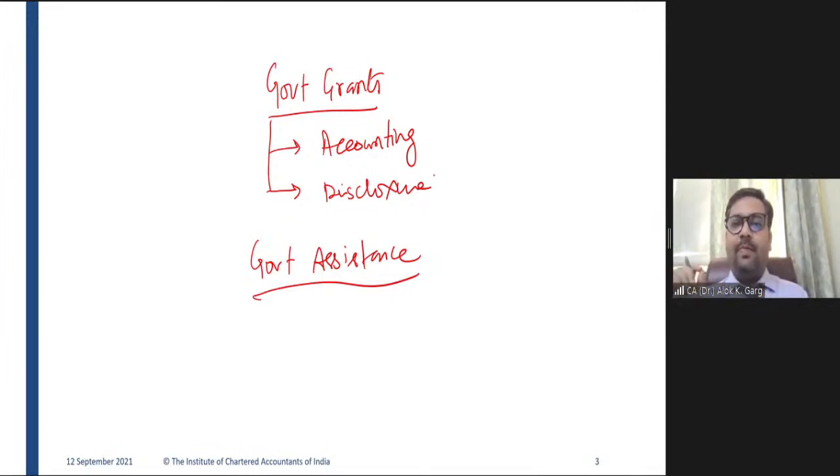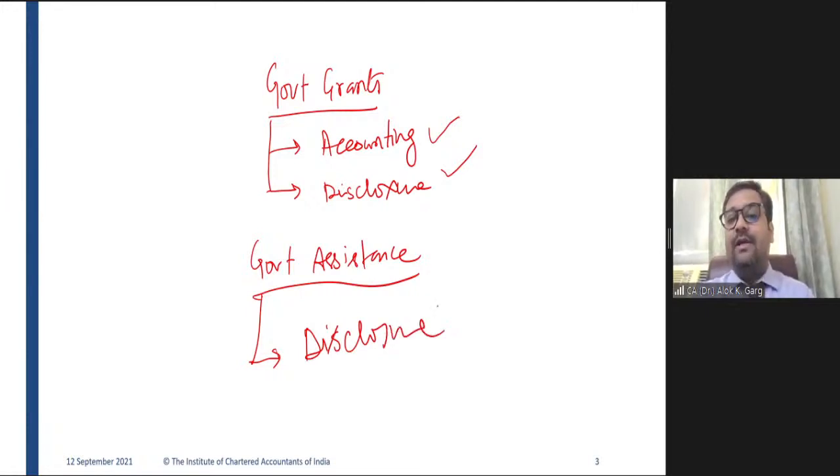and what will be the relevant disclosures. But when I say government assistance, grant is also assistance. Then what is the difference between government grant, where accounting and disclosure are there, and government assistance, where accounting is not given? This standard does not talk about the accounting of government assistance.